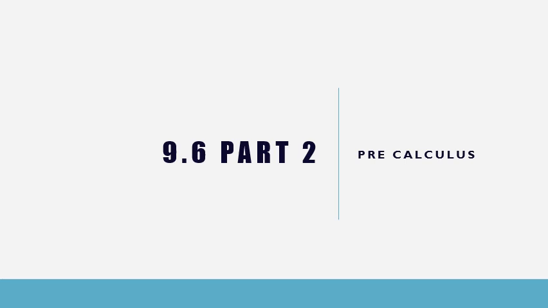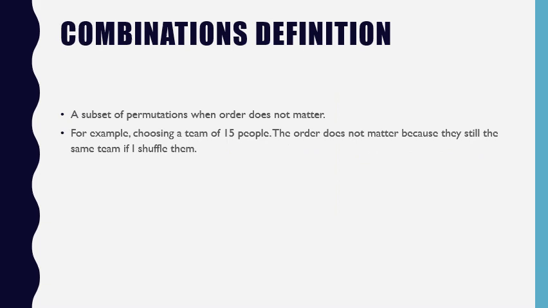Alright, this is 9.6 part 2, and we're going to go ahead and start off with the definition of combinations. It's a subset of permutations, and it's when order does not matter. For example, choosing a team of 15 people, the order does not matter because if we were to shuffle those, we would still have the same 15 people on the team.